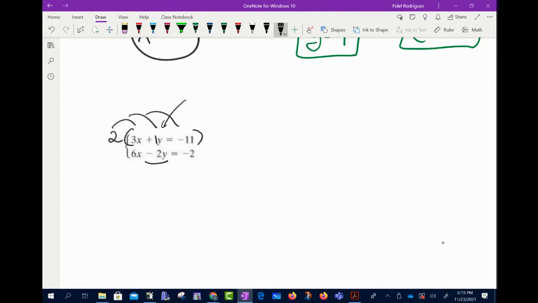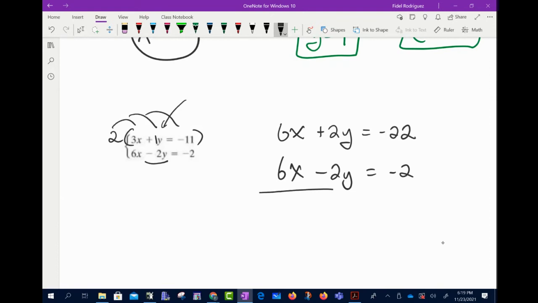So I'm going to multiply everything in the top by the number 2. So 2 times 3x is 6x, plus 2y equals minus 22. And then we have 6x minus 2y equals negative 2. We're going to add these two equations together, straight down. That's going to leave me with a 12x. These y's are going to cancel. Minus 22 and minus 2 is a minus 24.